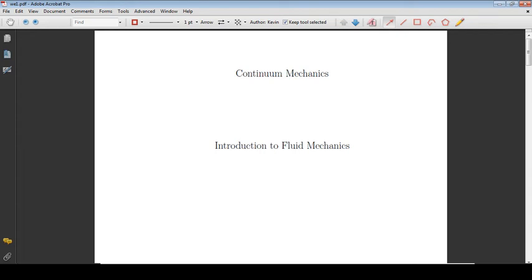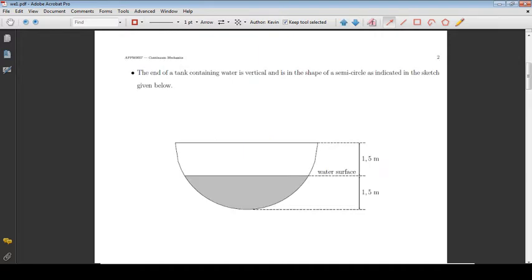Fluid mechanics. Introduction to fluid mechanics. The end of a tank containing water is vertical and is in the shape of a semicircle as indicated in the sketch given below.